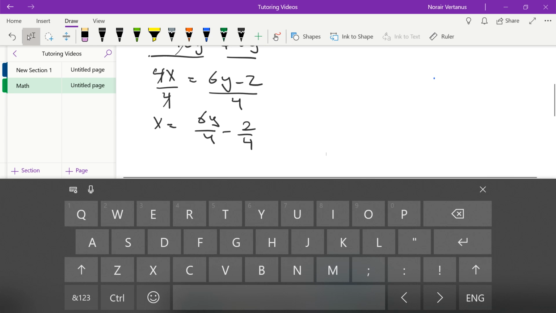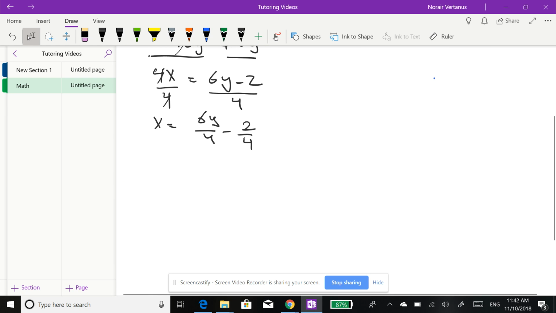Again, if I simplify it further, x equal to 3y over 2 minus 1 over 2. Because 6 divided by 2 is going to be 3, 4 divided by 2 is going to be 2, 2 divided by 2 is going to be 1, and 4 divided by 2 is going to be 2. So that's how I'm going to get this equation.